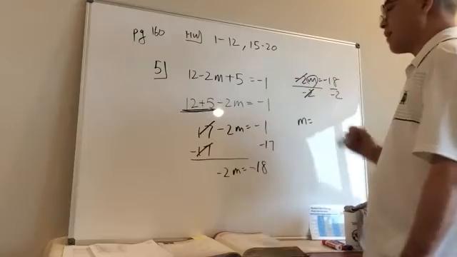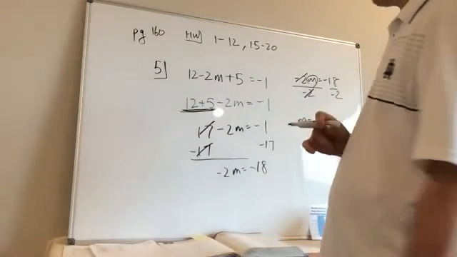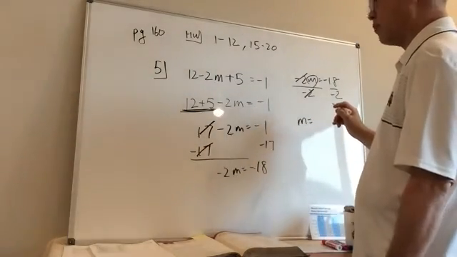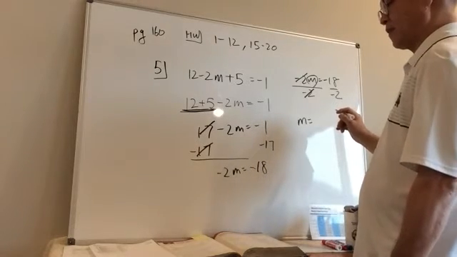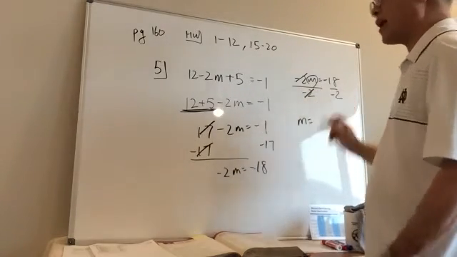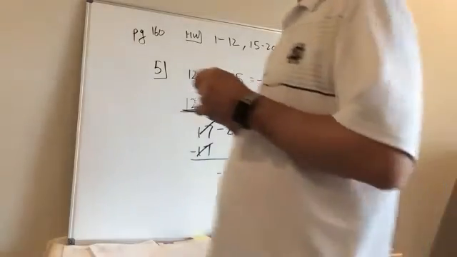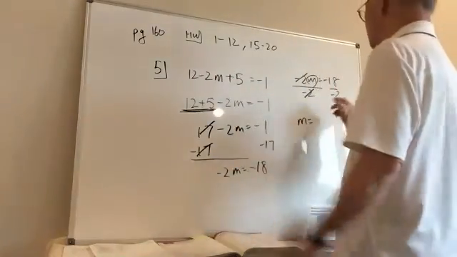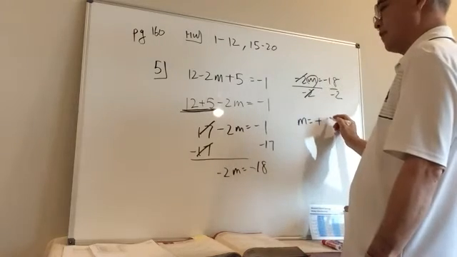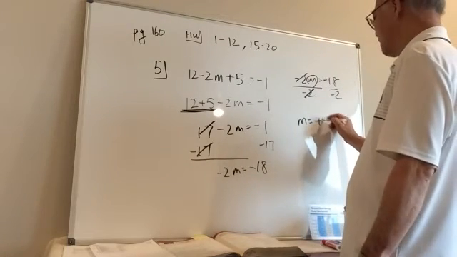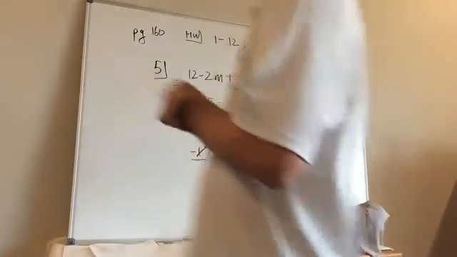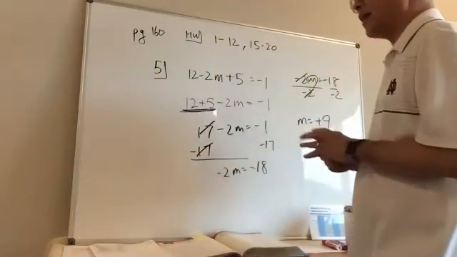What is negative 18 divided by negative 2? Is it a positive or negative number? If I divide a negative number by a negative number, it'll be a positive number, right? So what is 18 divided by 2? 9, right? So your answer is going to be plus 9, okay?